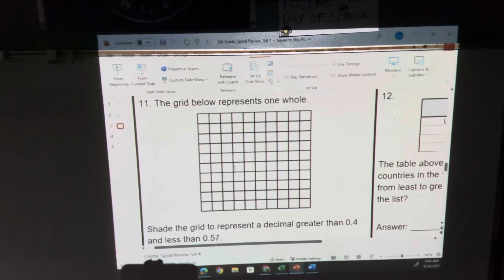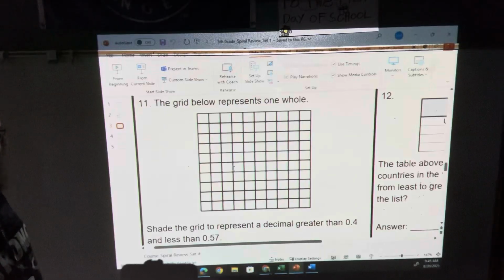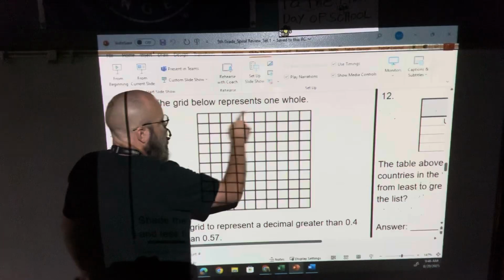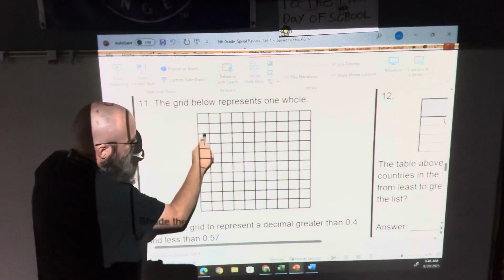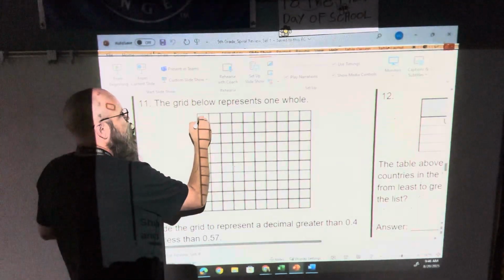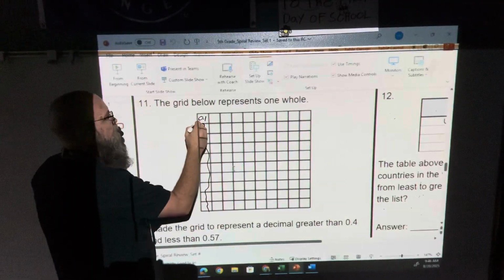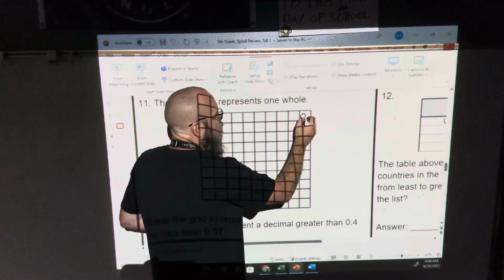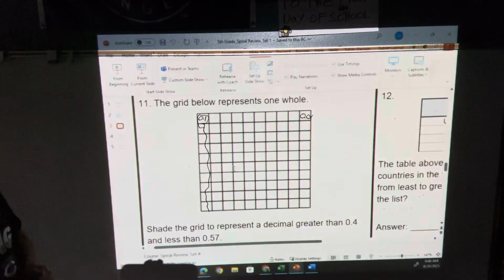All right, problem 10 does not have a correct answer, so we're just going to move on to 11. You can cross off 10. There's not a correct answer on it. The grid below represents one whole. So this entire thing, the value is 1, which means each column is worth 1/10. Or this whole column is worth 1/10. Each individual square is worth 1/100th.